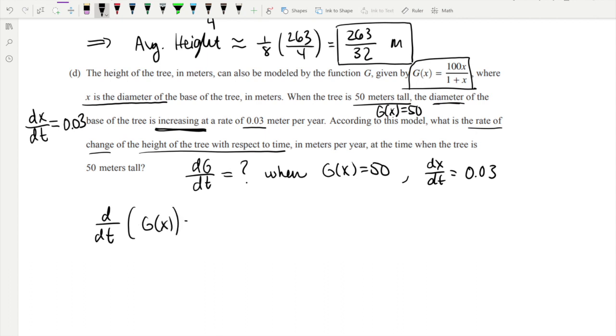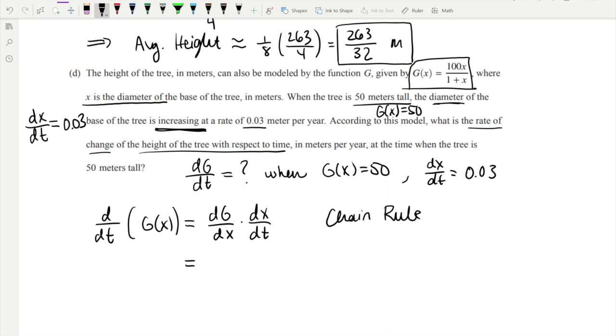And, well, the thing to notice is that g is a function of x, not a function of t. So when I do this, this is really the same as taking the derivative of g with respect to x first, and then multiplying by the derivative of x with respect to t. This is chain rule here. And so what do we get?